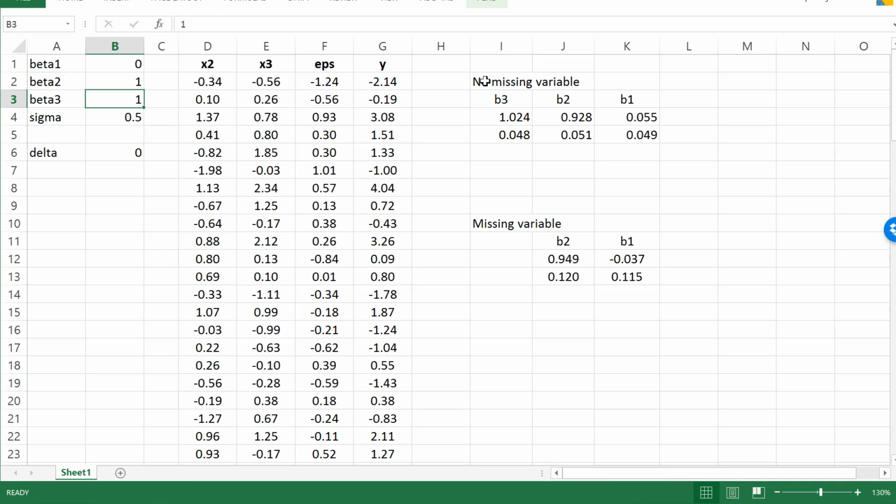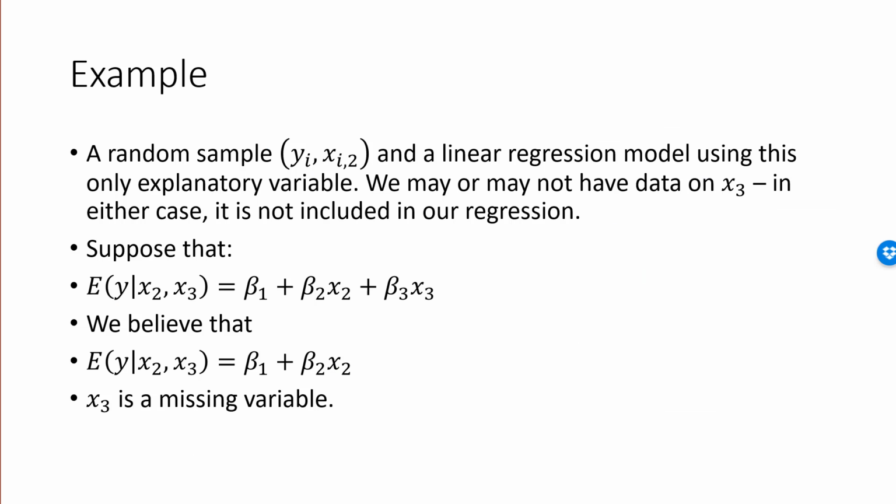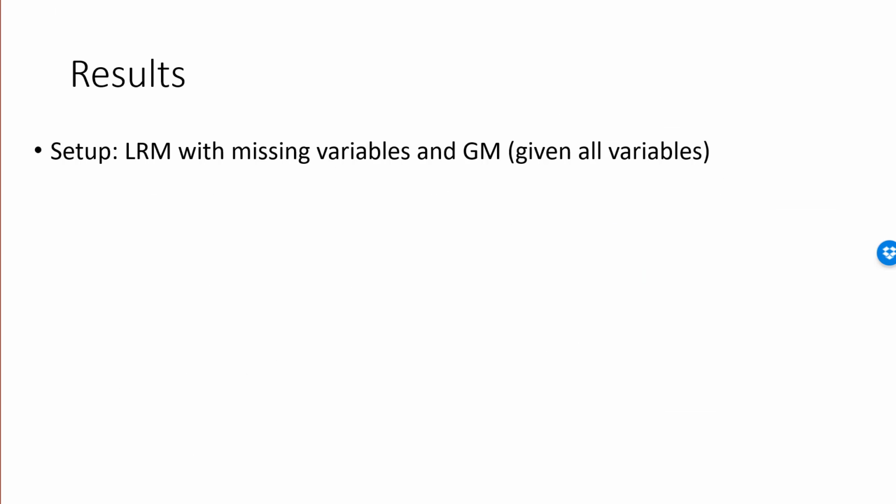Here I run the correct regression model with no missing variable. So I run the regression y on both x2 and x3. And down here I have done the missing variable case. I have just run y on x2. So let's look at the consequences now of a missing variable.